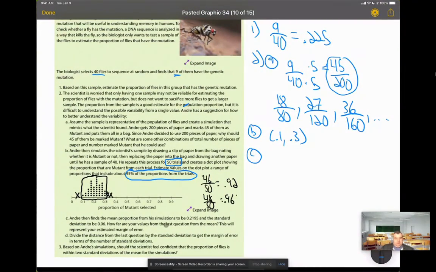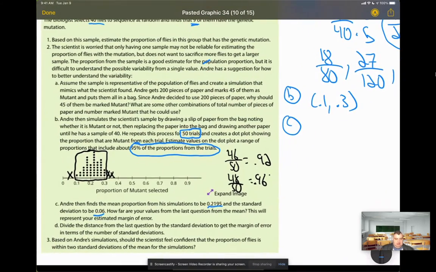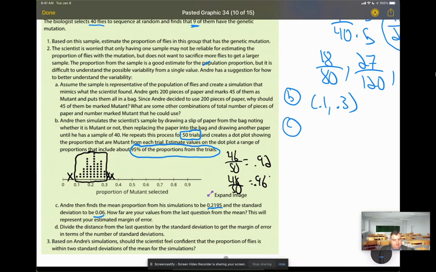C. Andre then finds the mean proportion from his simulations to be 0.2195 and the standard deviation to be 0.06. How far are your values from the last question from the mean? This will represent the estimated margin of error. Remember in the last lesson, in the previous lesson's notes, I talked about how we can estimate the margin of error by doing 2 times the standard deviation. So in this case, that would be 2 times 0.06, which is 0.12 or 12%. That would be 0.12, because we can estimate the margin of error by simply doubling the standard deviation.